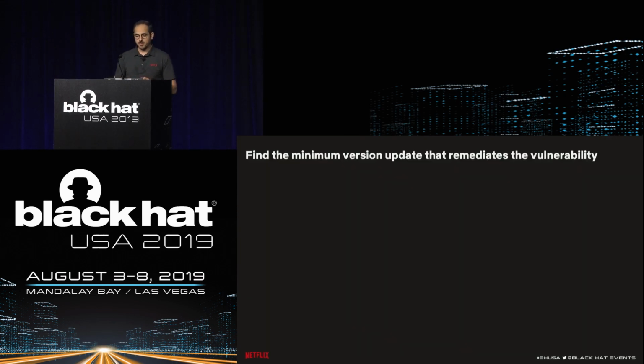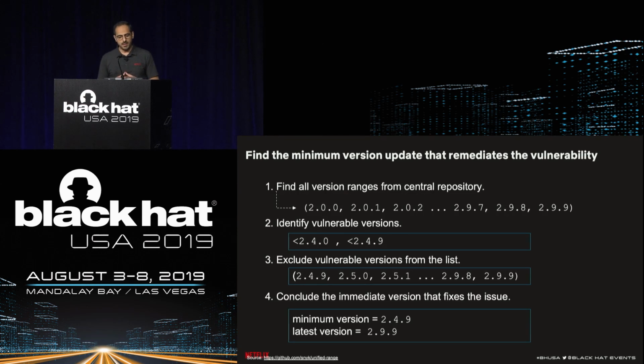So how do you do that? Snyk has built a really interesting library called Unified Range, and the way it works is, first you need to find all the ranges from Maven Central repository. So given an artifact ID or package name and package org, you can actually pull all the versions from the central repository. And then what do you do next? You go and identify all the vulnerable versions. So in this case, less than 2.4.0 and less than 2.4.9. And you do an exclude process where you actually exclude all the vulnerable versions. Now you have the actual good versions of the library.